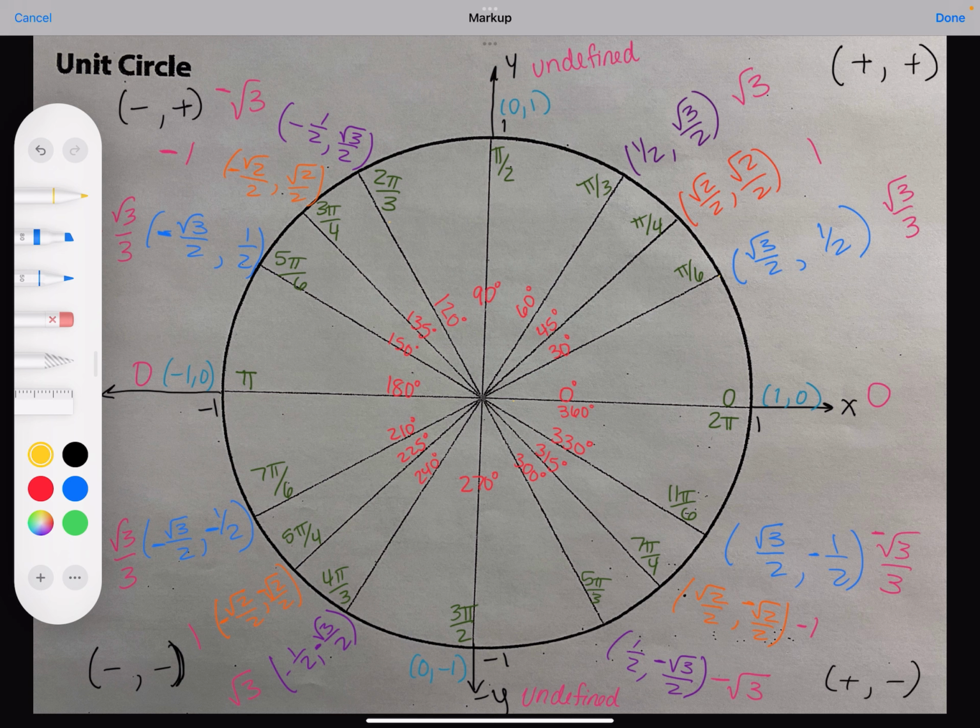Wait, I forgot. What is the increment of, like... The pi over 4s are at the 45 degrees. You said 30? 45. Yeah, so increments of 45. Any questions about that? We'll come back to it in a second.